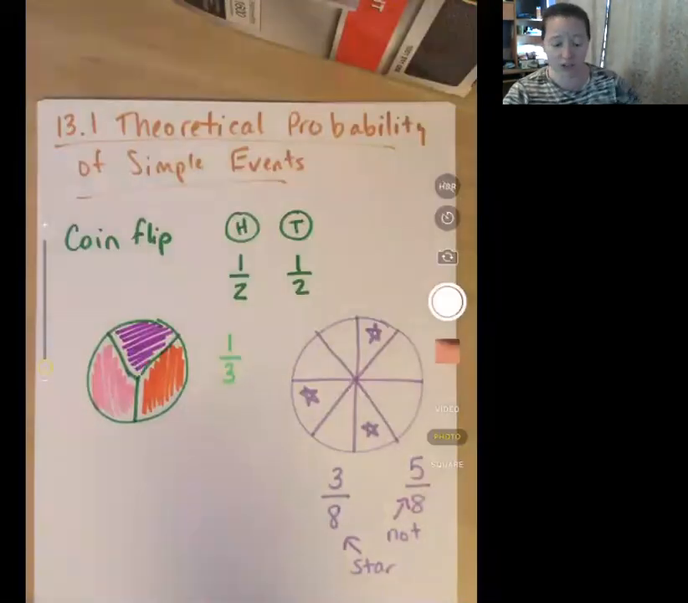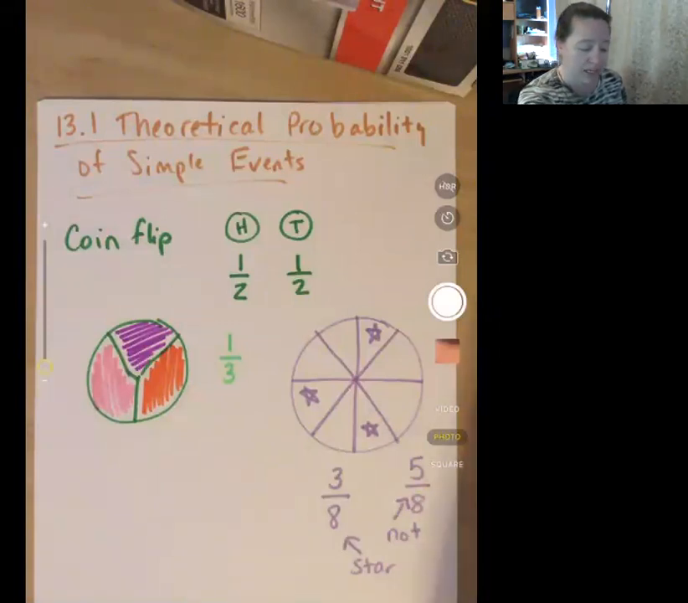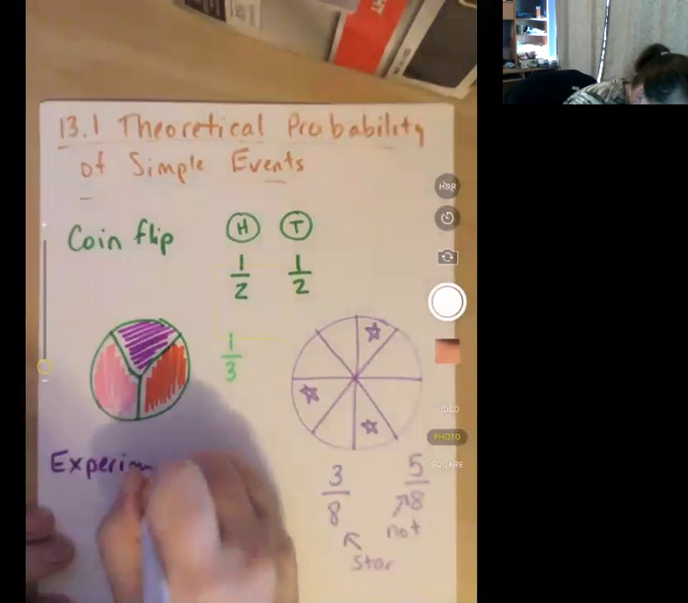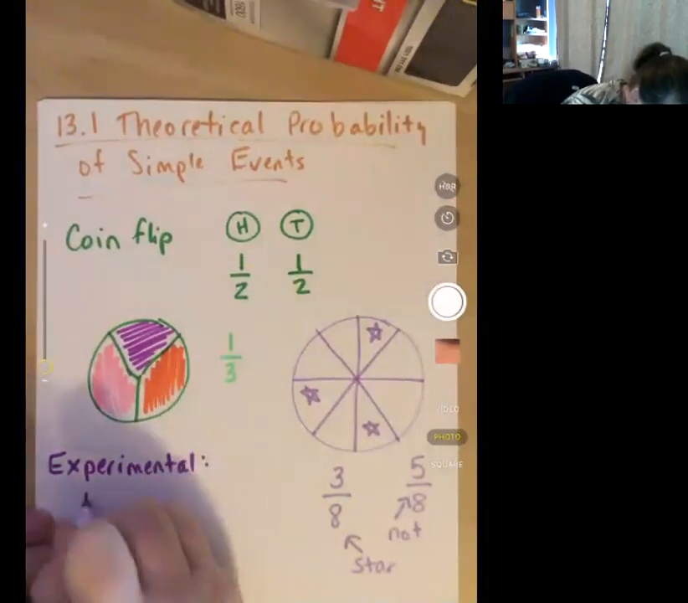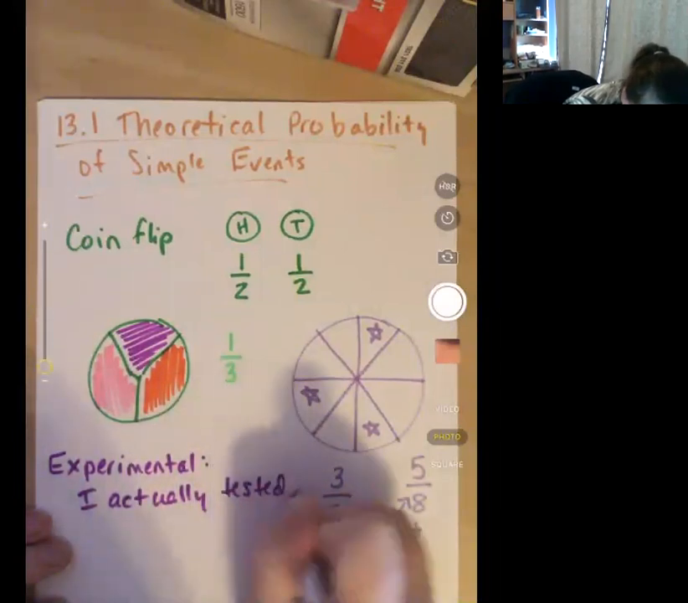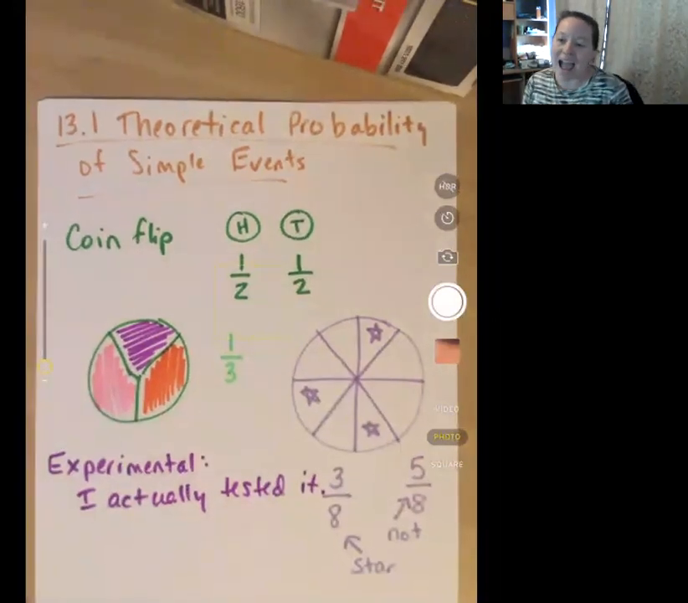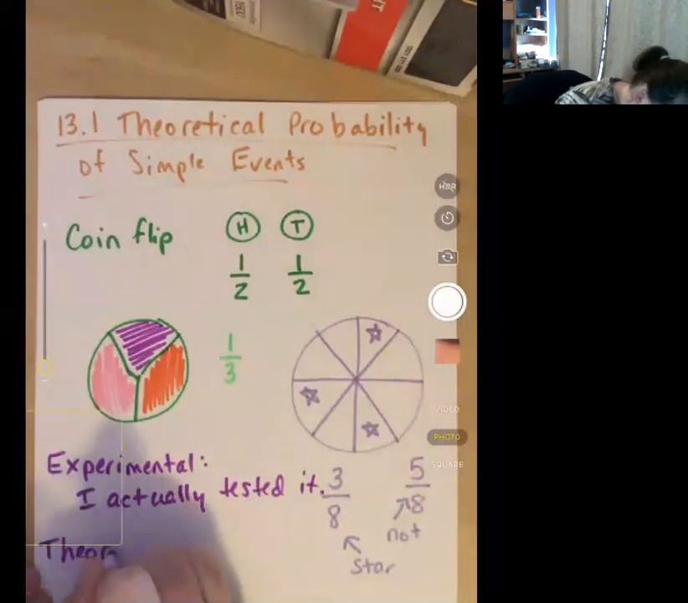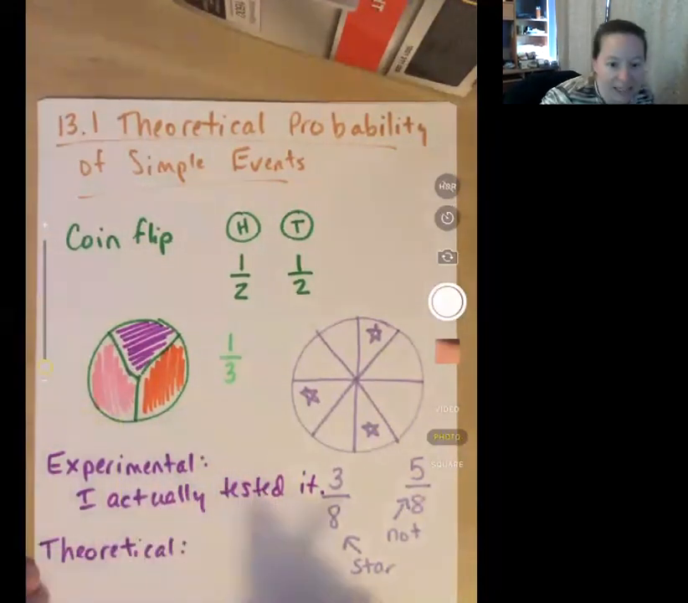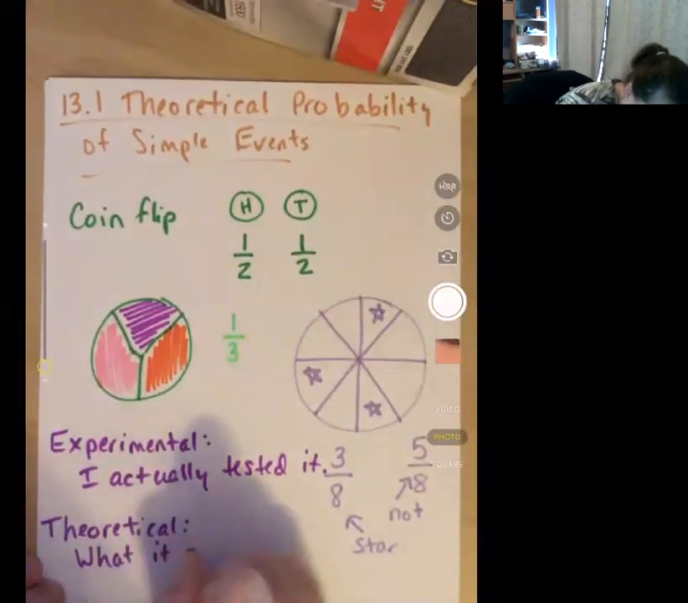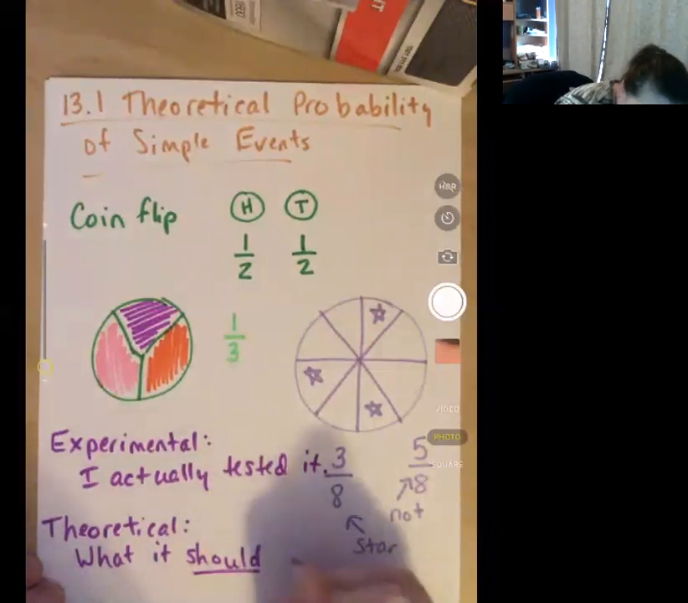Okay, so the last thing that we need to talk about is the difference between experimental and theoretical. So experimental means I actually tested it. Okay, this is what I came up with when I actually tested it. Theoretical is what it should be.